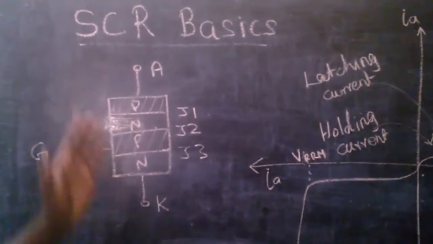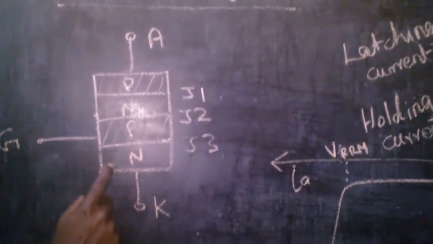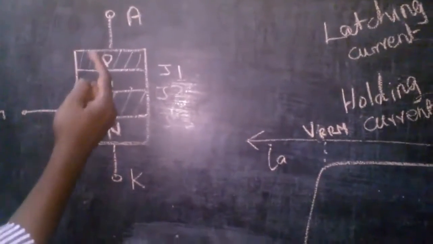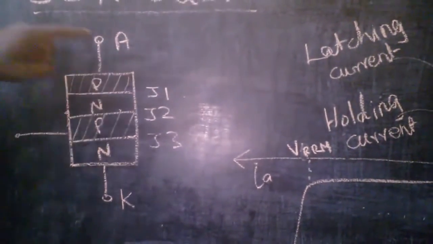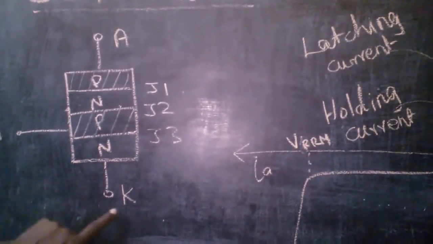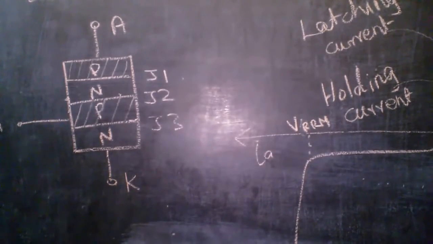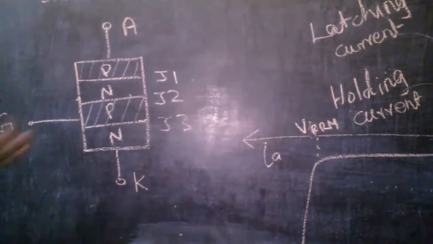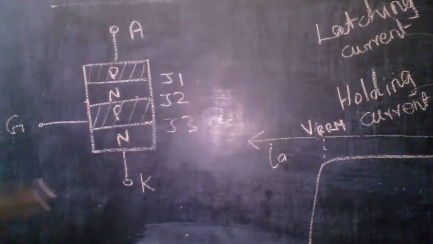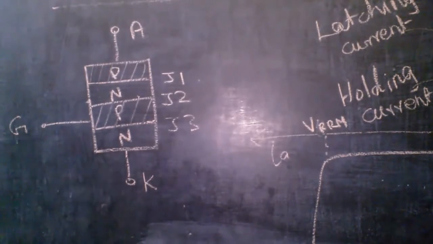And this is the structure of SCR. It has 4 layers, P, N, P, N. The P layers as well as the N layers are arranged in an alternating manner, and it has 3 terminals: anode, gate, and cathode. In some textbooks you may find this as C, for cathode. So in a crisp, we can say SCR is a 3 terminal, 4 layer PNPN semiconductor device.